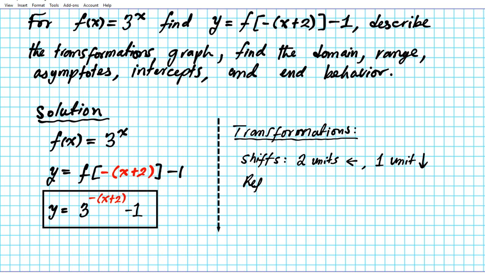Now how about our reflections? Are there any reflections in this problem? What we're looking for is the negation of either the function as a whole or negation of x. We have the negation of the quantity x plus 2 right here. So this type of negation is a reflection in the direction of the y-axis. It is a horizontal reflection. So the reflection here is a horizontal reflection across the y-axis.